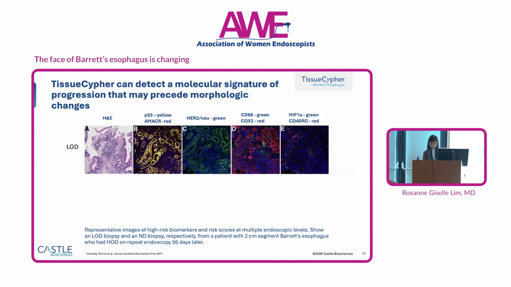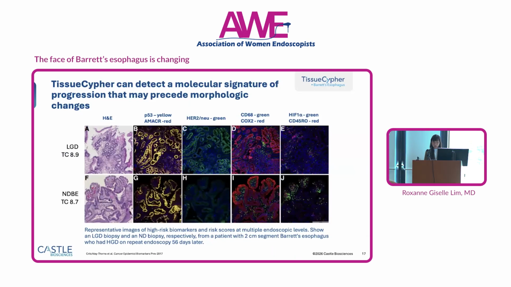And this is very interesting. TissueCypher can detect a molecular signature of progression that may precede morphologic changes. So this is a patient with a 2-centimeter Barrett's esophagus. The top panel shows one segment. It was found to have low-grade dysplasia, however, with a high TissueCypher score of 8.9. The bottom panel shows another set of biopsies, same patient, same EGD, same day, just a different segment. It showed non-dysplastic Barrett's on histology.